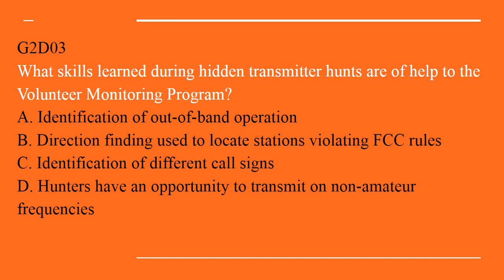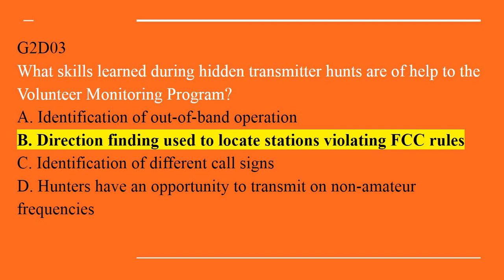G2D03, what skills learned during hidden transmitter hunts are of help to the Volunteer Monitoring Program? A. Identification of out-of-band operation. B. Direction finding used to locate stations violating FCC rules. C. Identification of different call signs. Or D. Hunters have an opportunity to transmit on non-amateur frequencies. Correct answer is B. Direction finding used to locate stations violating FCC rules.